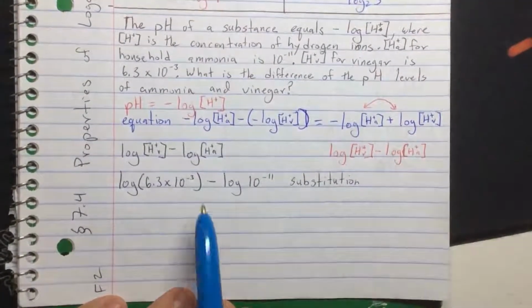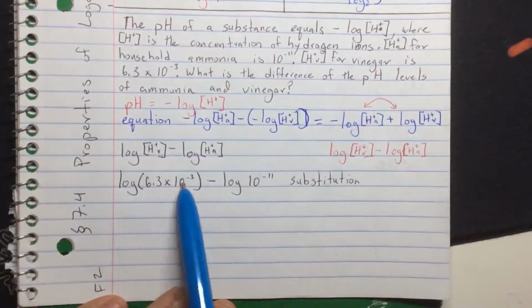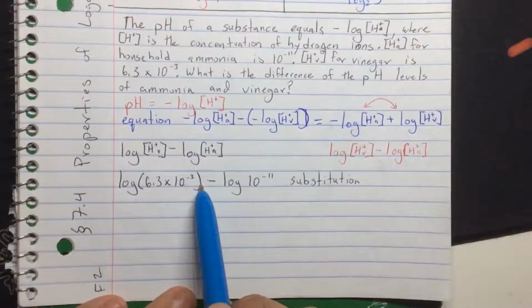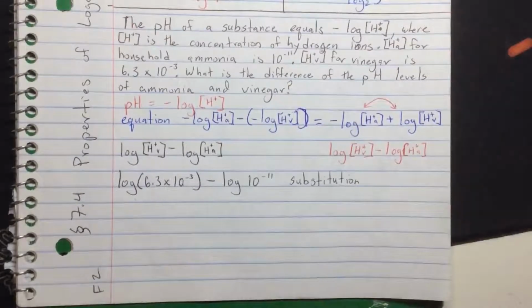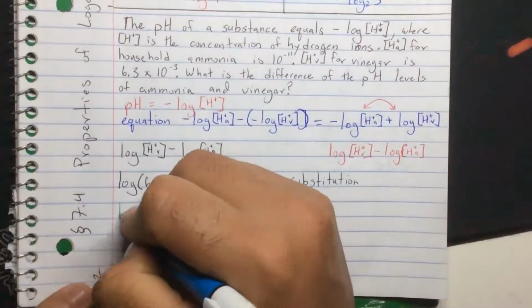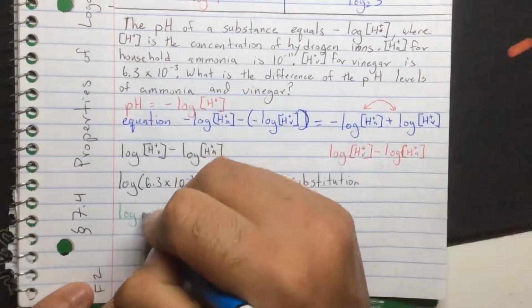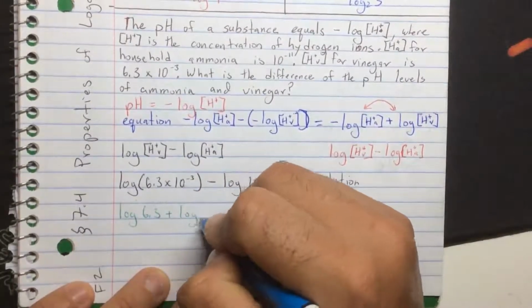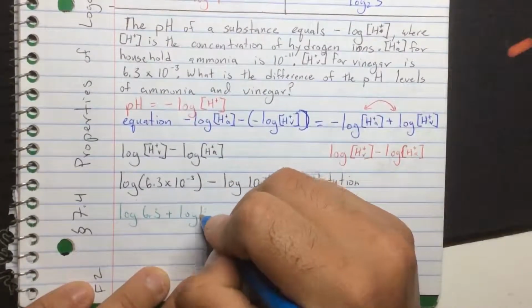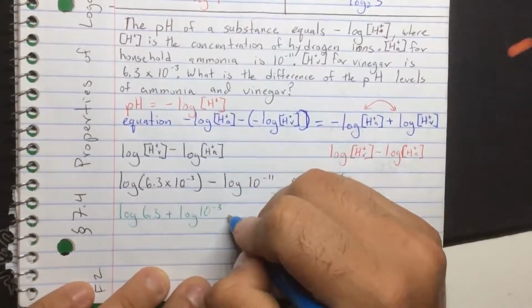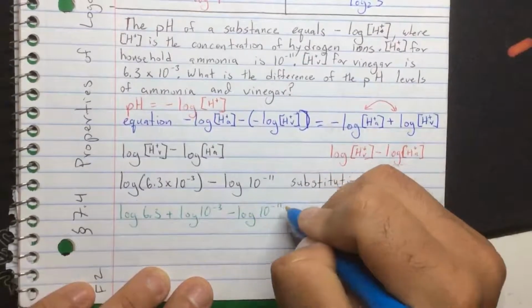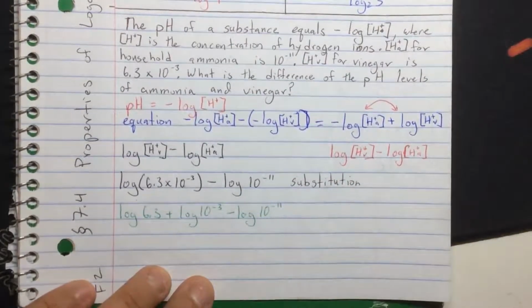Now we can go ahead and distribute here, because this is our product property, right? We have this times this, so we're going to separate it using our product property, and we're going to do this one in green. So this is going to be the log of 6.3 plus the log of 10 to the negative 3, and it's still going to be minus log 10 to the negative 11. Oof, that is fun.